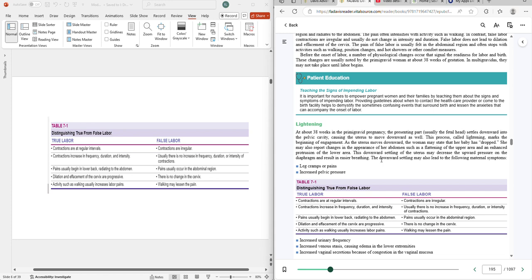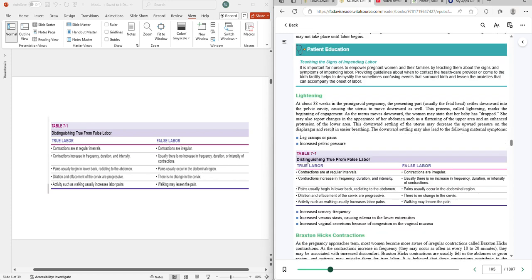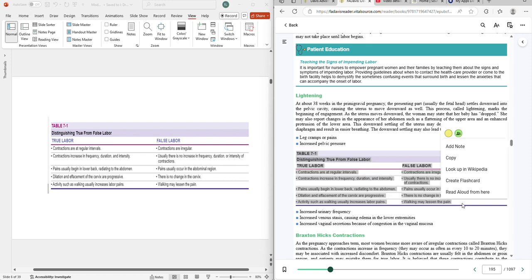Okay, now a table that you need to know. This is Wink and Lollipop, table 7-1. You need to know the difference between true labor versus false labor. Same chart over here. What is true labor? This is contractions that are in regular intervals. Contractions increase in frequency, duration, and intensity. The pain can be in the lower back, radiating around the abdomen. It's like pulling from the back around the flank area to the abdomen. Dilation and effacement are progressive, that means we're seeing changes. And then walking increases the pain.